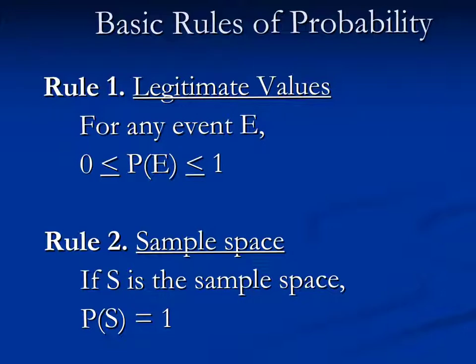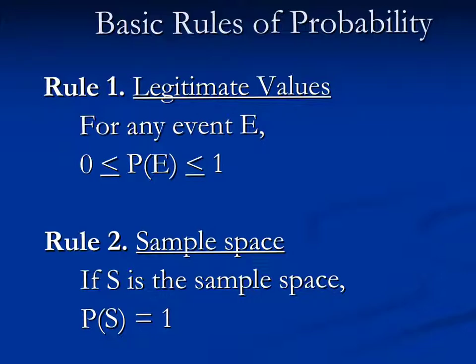Alright, now we're going to talk about the first four rules of probability. I know that we skipped over the word independent in your notes, and that's okay. We'll talk about that at another time. So rule number 1, they have to be legitimate values. So for any event E, your probability of that event must be between 0 and 1. So it can't be negative, and it can't be greater than 1. It can be equal to 0, because you can have a 0% chance of something occurring, and it can be equal to 1, because you can have a 100% chance of something occurring.